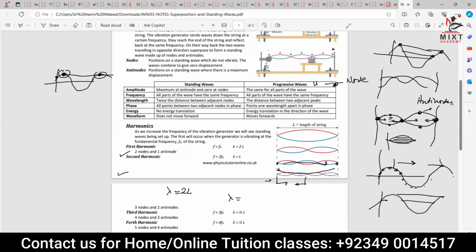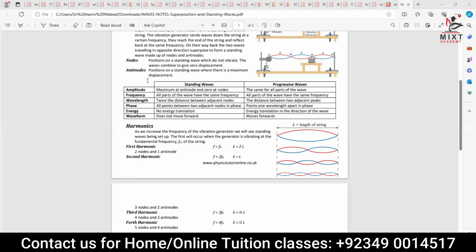Understood? Sir, I don't think I can see your screen. You can't see it? Wait, wait. Why is it like this? Wait. Okay. Now can you see? Wait. Can you see that now? Yeah. Okay.